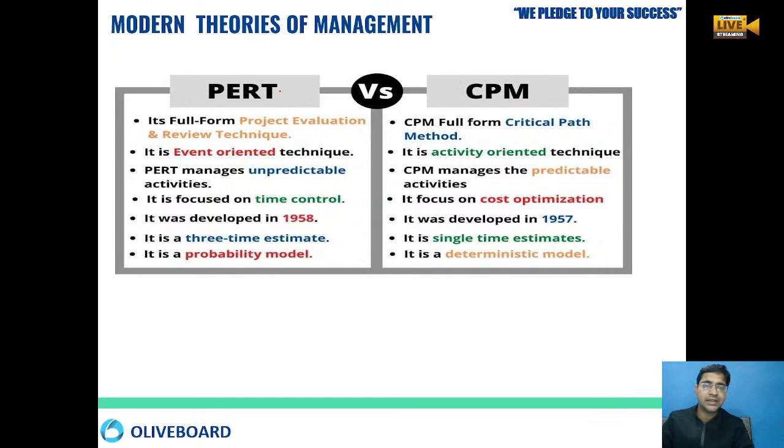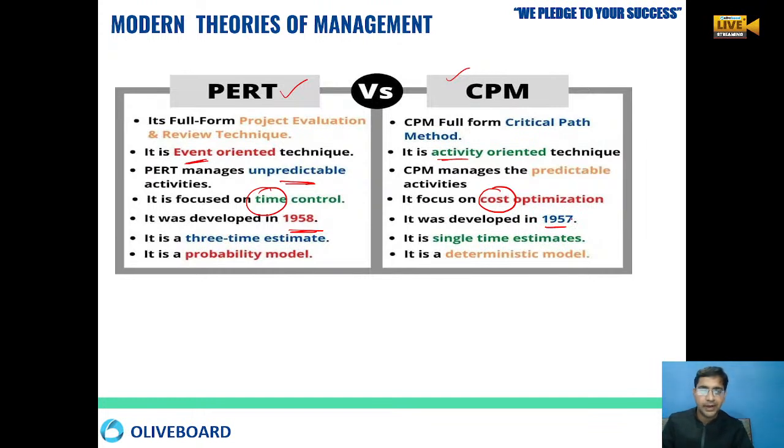There is a difference between PERT and CPM. PERT is event oriented, while CPM is an activity oriented technique. When we use the PERT method, the outcome is unpredictable; the results can be anything. But in the CPM technique, we critically follow a single path, and that is predictable. PERT techniques normally focus on time control, that means time should be saved. In CPM, we check cost optimization, that means cost should be less. Both were developed around the same time, in 1957 and 1958.